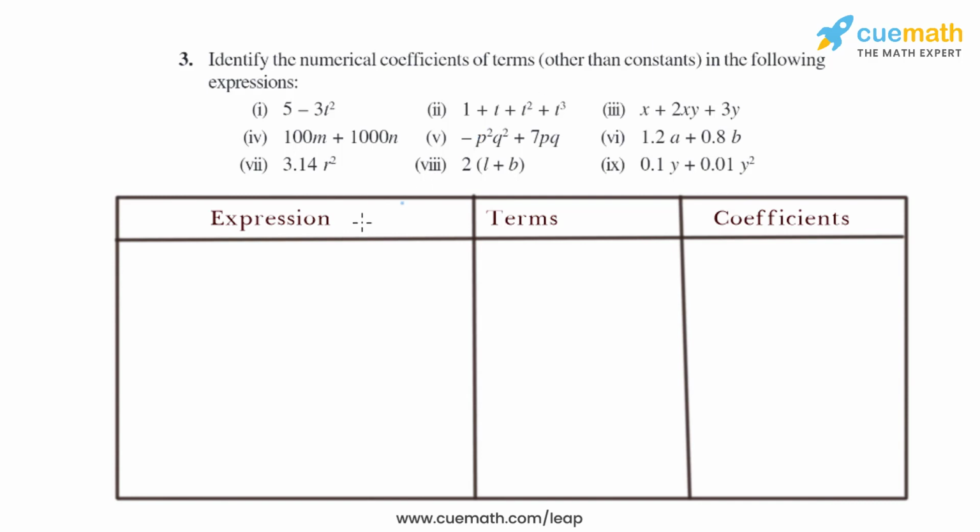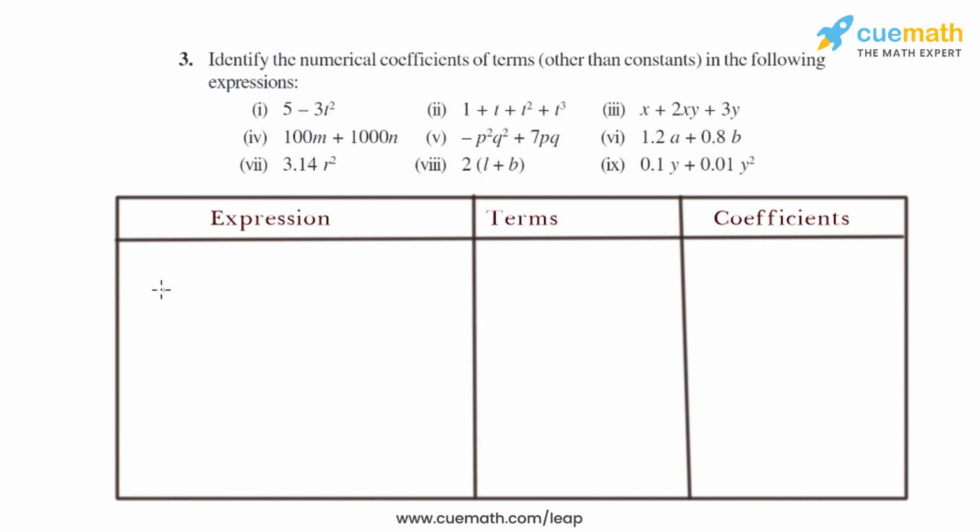Let's take an example of that. Let's say 5xy. So over here xy is multiplied by 5. So 5 is the coefficient of that term. Now using the same concept we will try to solve this question.